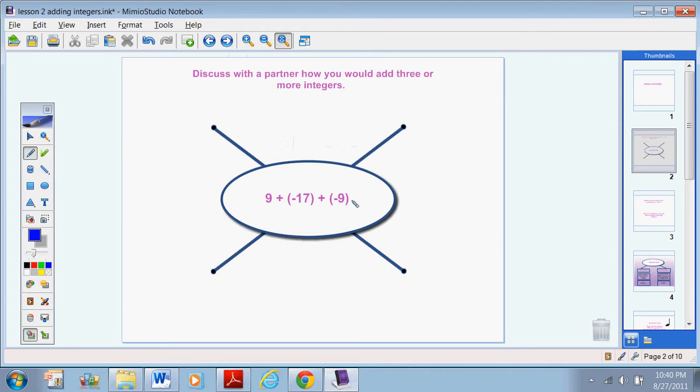Now, go ahead by yourself since you don't have a partner. Think about how you will solve this. Take a few minutes, try to figure it out, and hopefully at the end of this lesson you should be able to solve it.